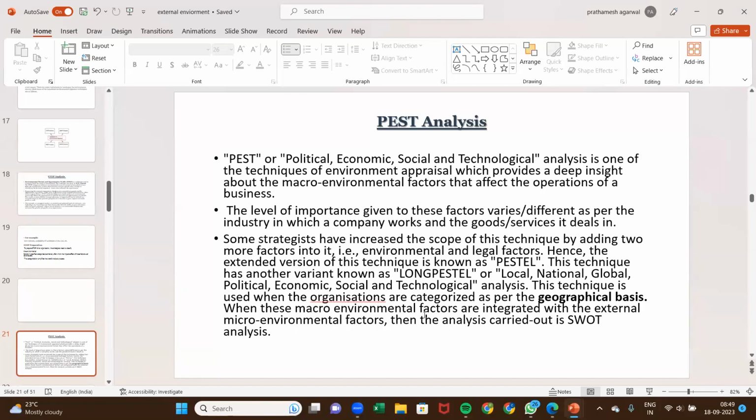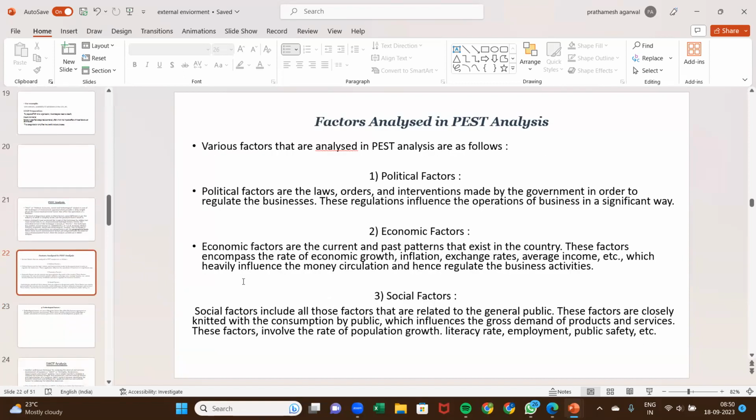Now we will see, right? We did ETOP, then we came to PEST analysis. PEST analysis is very important from the examination point of view. So, what are the factors which are analyzed in the PEST analysis?